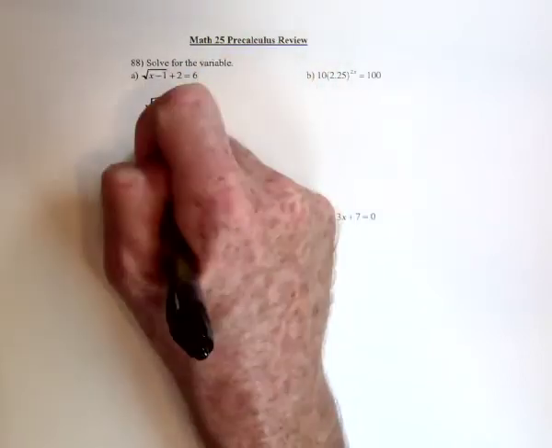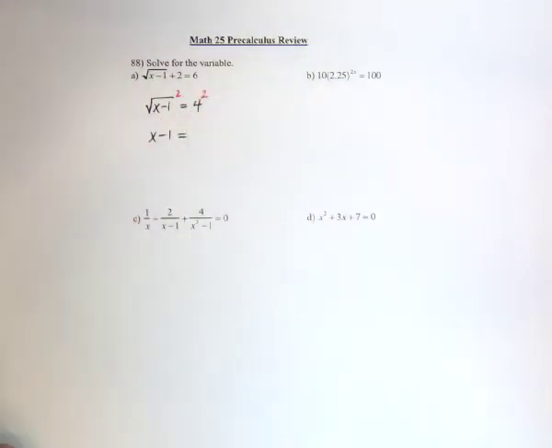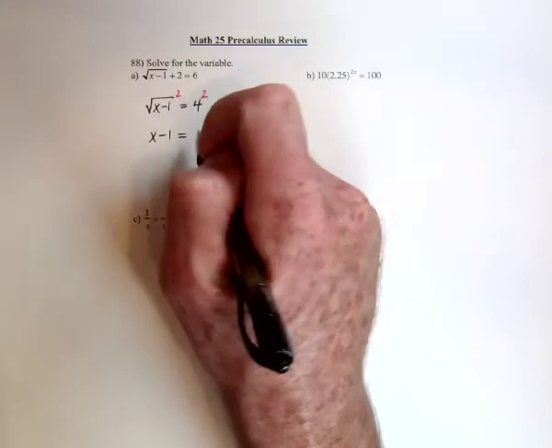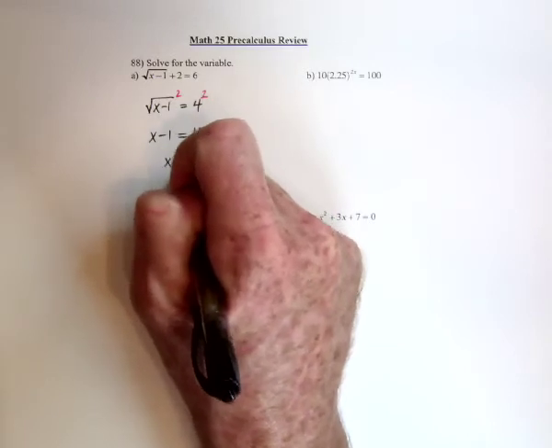So x minus 1 is on the left-hand side, with the square and the square root canceling each other out, and then it would be a 16. Next, add 1 to both sides, and we've got x is equal to 17.